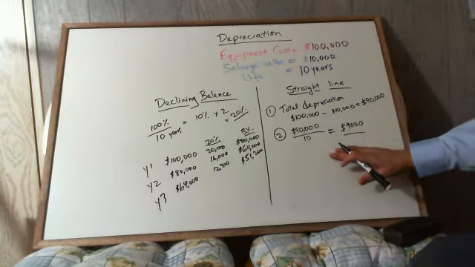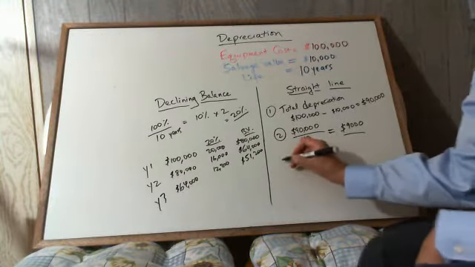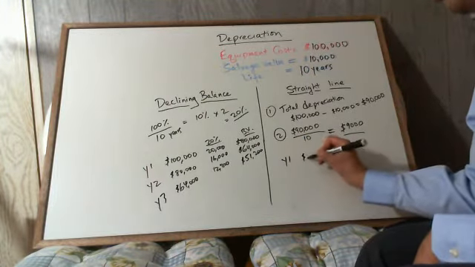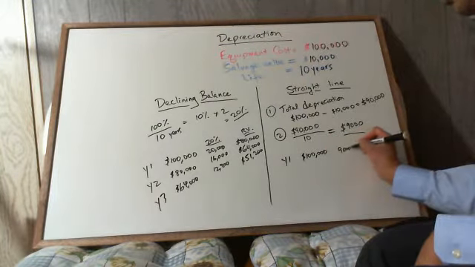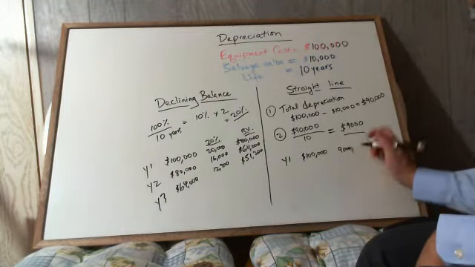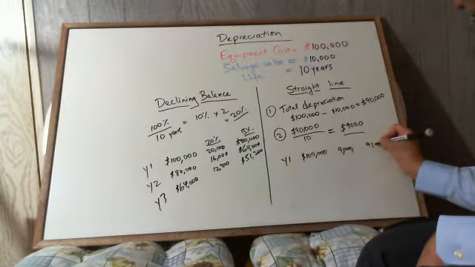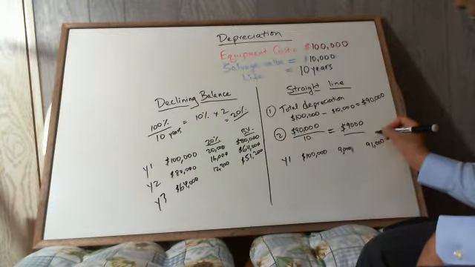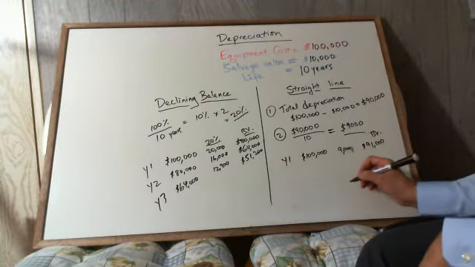In the straight line case, we are only going to be subtracting $9,000 every year. So in year 1 we have, for example, $100,000, and we subtract $9,000, so we will have $91,000 as our book value. Similarly, this will continue every year.